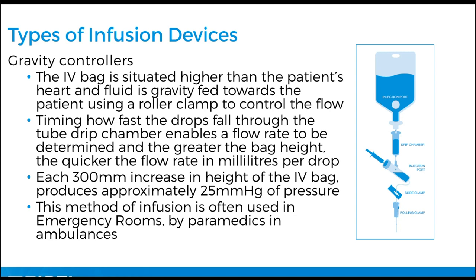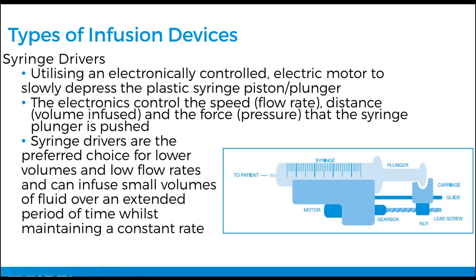So gravity controllers is pretty much your IV bag, which is situated higher than the patient's heart, and the fluid via gravity will feed towards the patient using the roller clamp to control the flow. Timing how fast the drops fall through the tube chamber enables the flow rate to be calculated, the quicker the drops, the faster the flow rate. Each 300 millimeter increase in height of the IV bag produces approximately 25 millimeters of mercury of pressure. This method of infusion is often used in emergency rooms and by paramedics in ambulances, a quick and easy way to infuse fluids.